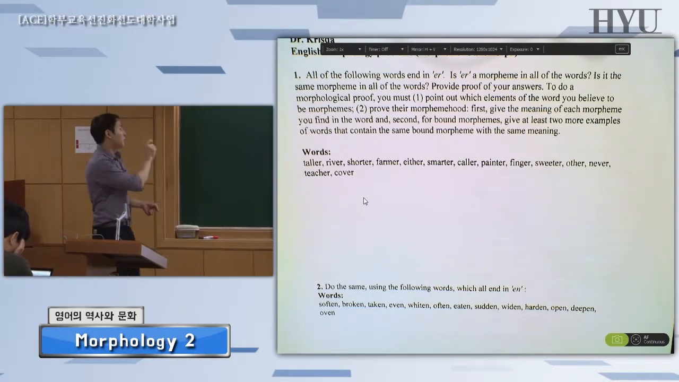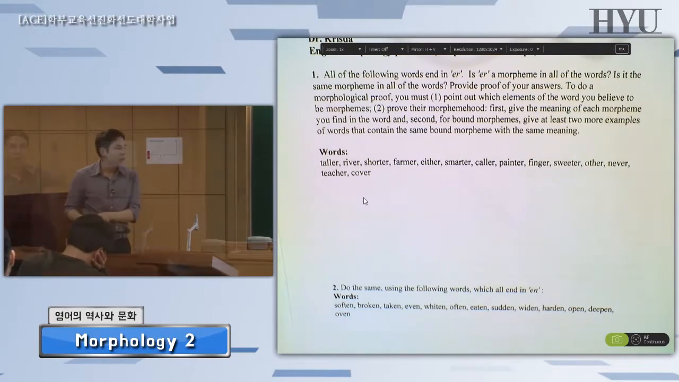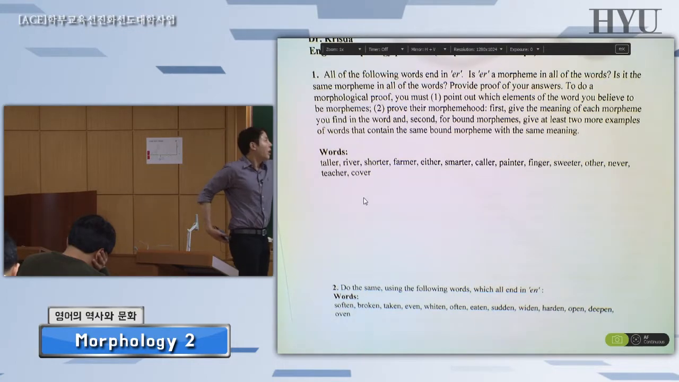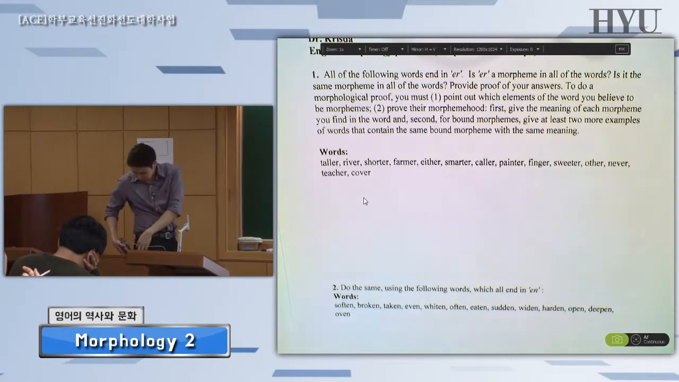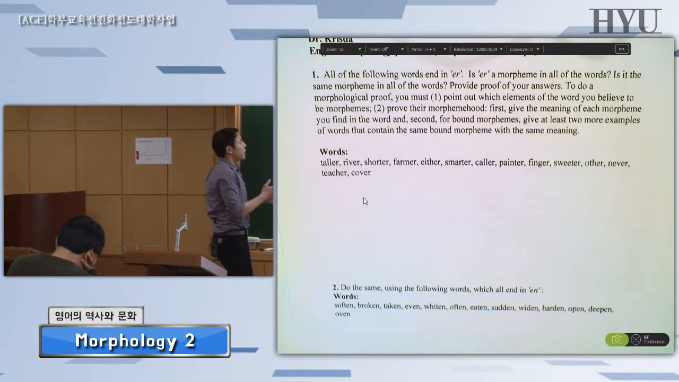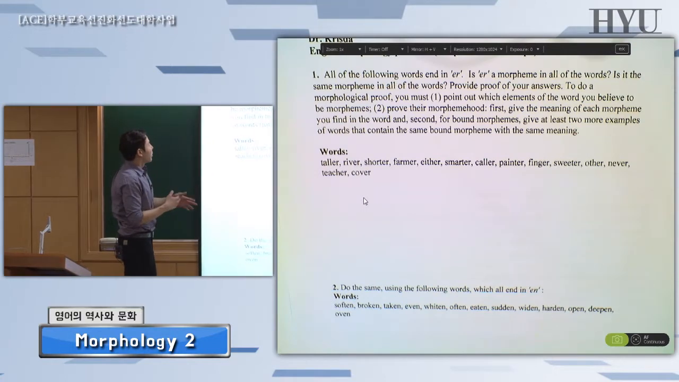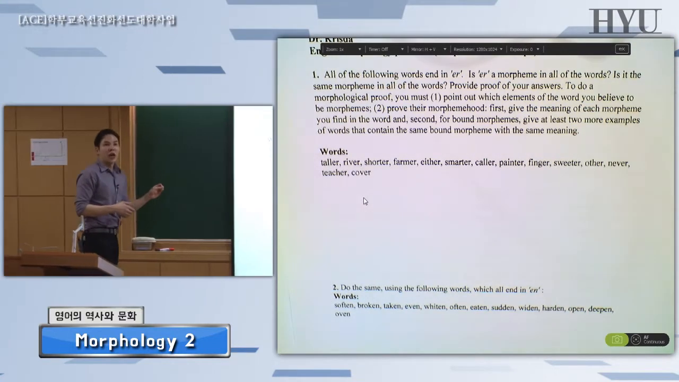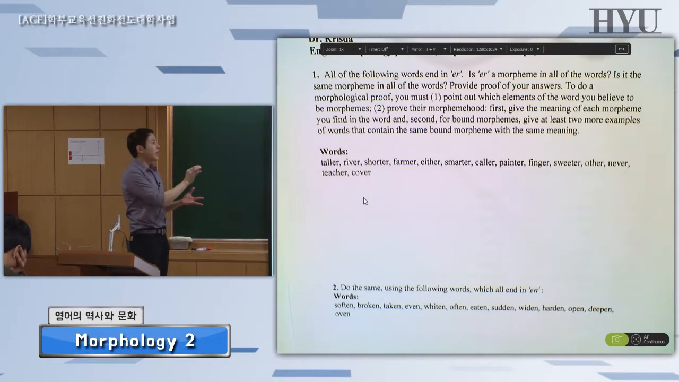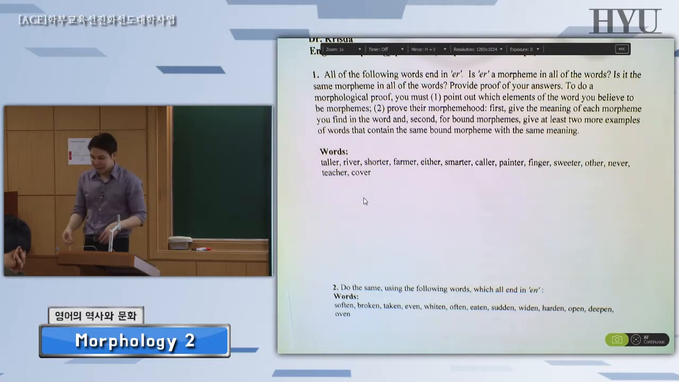Now that you understand what a morpheme is and you have the ability to analyze words into different morphemes, we'll do this practice together. Let's look at number 1. In number 1, all the words here end with ER: taller, river, shorter, farmer, either, smarter, color, and so on. Can you tell me whether the ER is a morpheme or not? Remember, a morpheme must have a meaning. And second, whether all the ERs here refer to the same thing or have the same meaning.